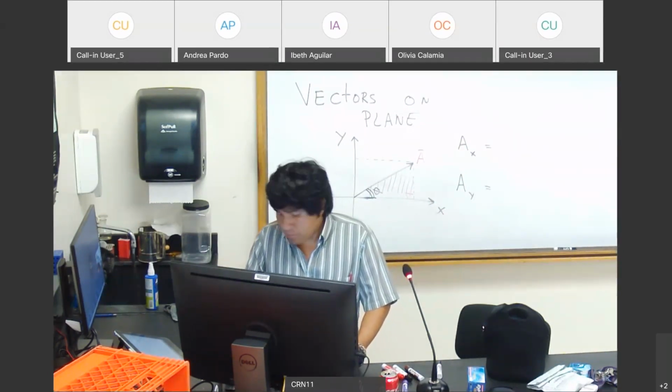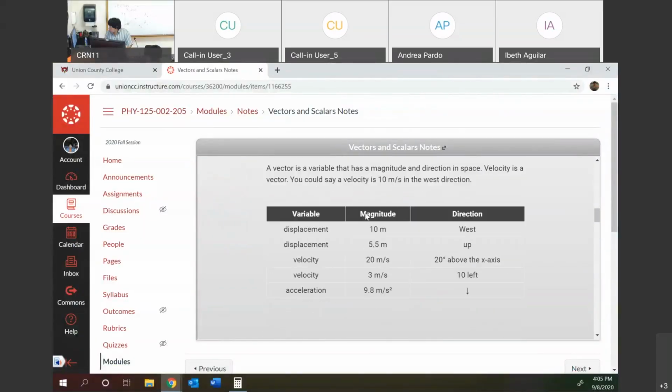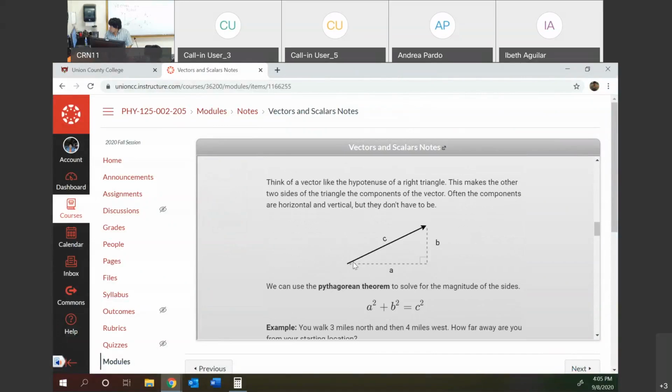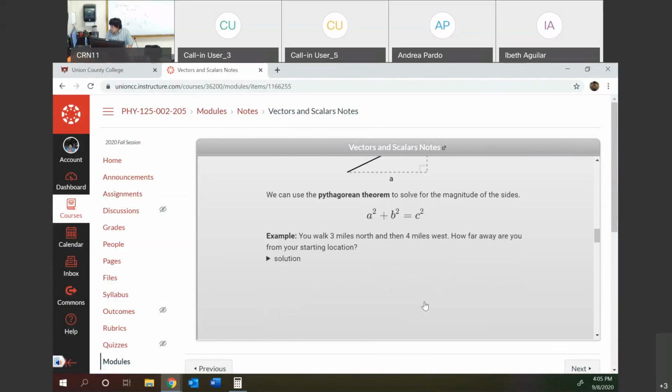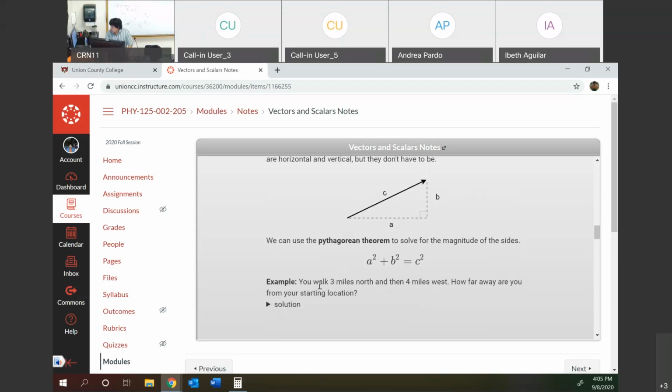Let me show you the following before we solve that. If you go to the notes, right? If you go to the notes, here is what I drew. To understand the idea of vectors on the plane, we need to remember the Pythagorean theorem. The Pythagorean theorem gives you that the addition of the squares of the two legs gives you the hypotenuse squared. And we use this. For example, look at this example, right? You walk 3 miles north, 4 miles west. How far are you from your location? So we're going to do that problem in a second.